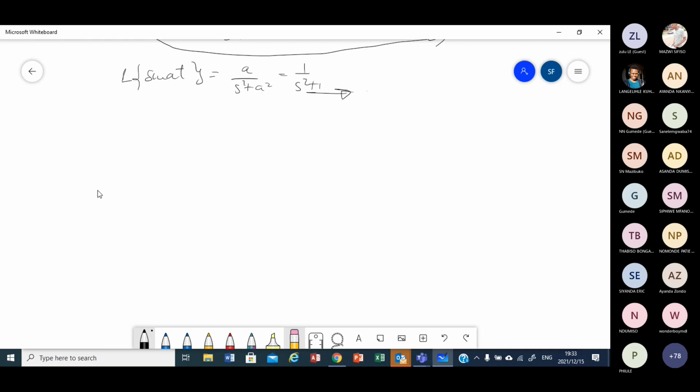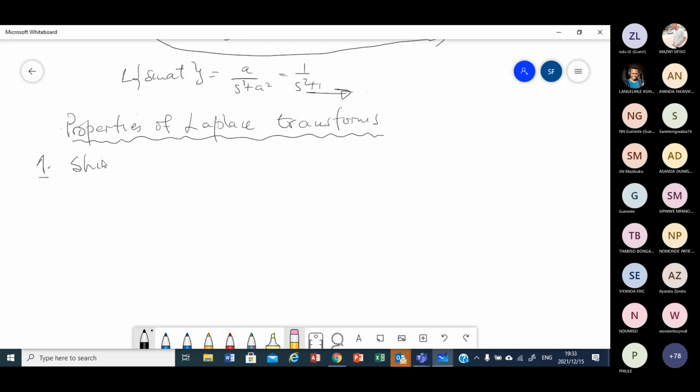Next, properties of Laplace transform. Properties of Laplace transform, very important properties, very important. Property one is called the shifting property. Let us start from what we know.